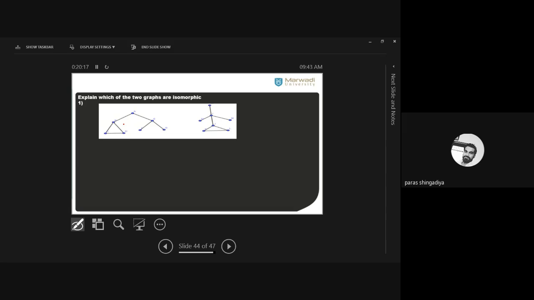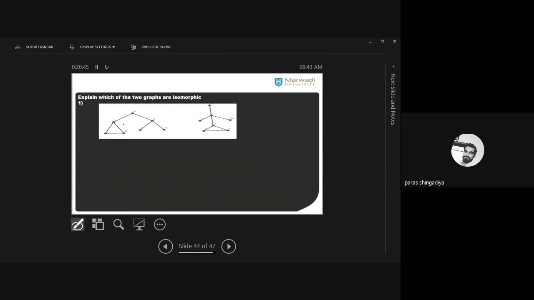So now we have some more graphs to verify whether they are isomorphic or not. First we'll check the number of vertices, then the number of edges. If any data is mismatched, then you can directly say they are not isomorphic graphs. If they are equal, then we'll apply the one-to-one correspondence. So in the first graph we have 7 vertices. In the second graph it is also 7 vertices.